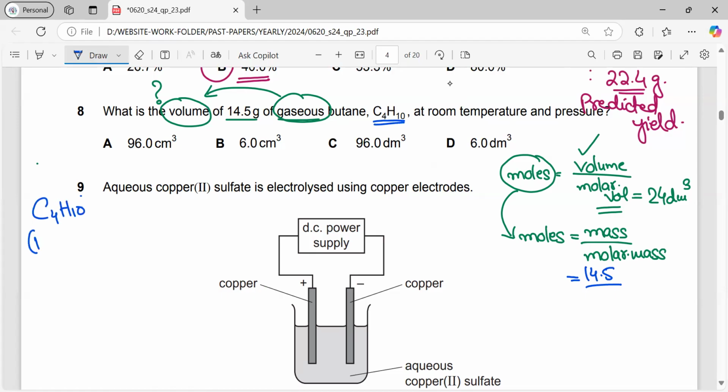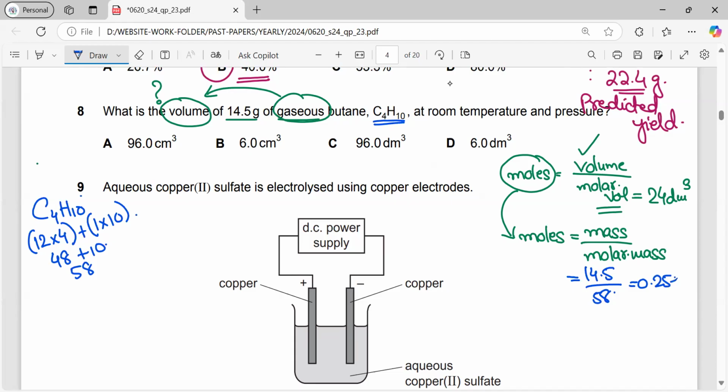So let's calculate. 12 is the atomic mass of carbon multiplied by 4 atoms, plus 1 is for hydrogen multiplied by 10. And we'll calculate it. 12 into 4 is 48, plus 1 into 10 is 10. So 48 plus 10 gives 58. So 58 is the molecular mass. So let's divide 14.5 divided by 58. It gives us the number of moles, which are 0.25.